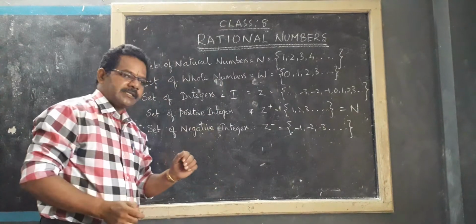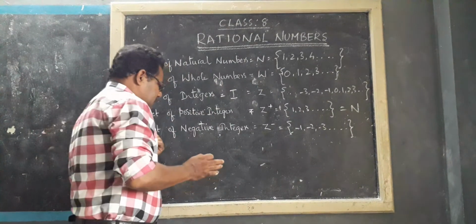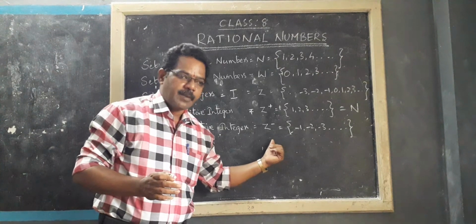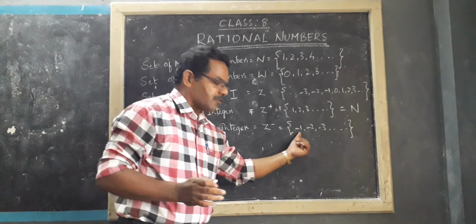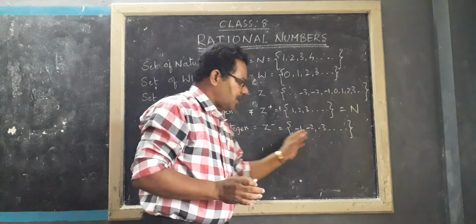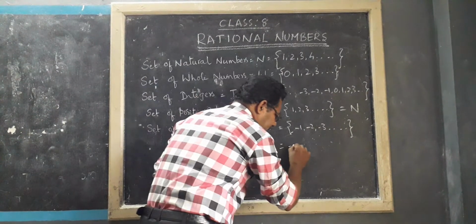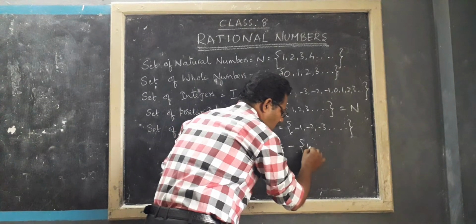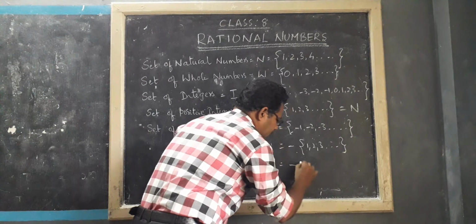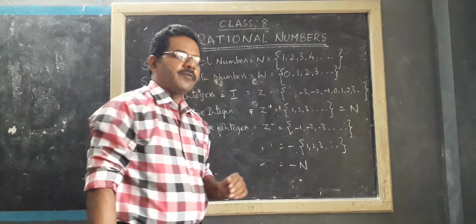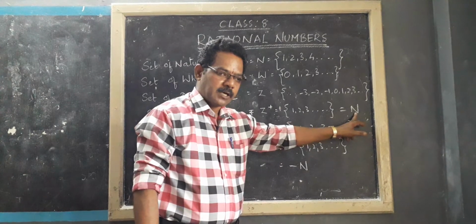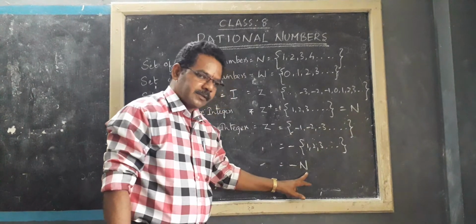The next part of the integers is the set of negative integers. The set of negative integers is denoted with Z minus, and this Z minus is equal to minus 1, minus 2, minus 3 and so on. If you observe this set, it is the negative sign on 1, 2, 3 and so on. So we can call it the set of negative natural numbers.